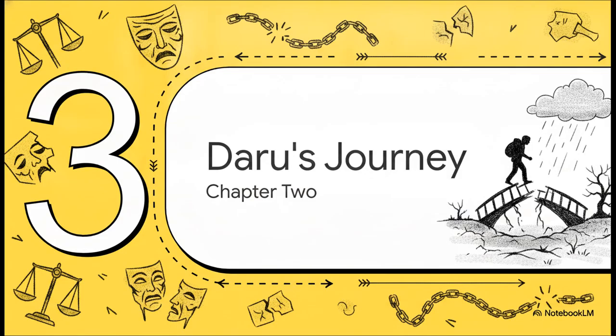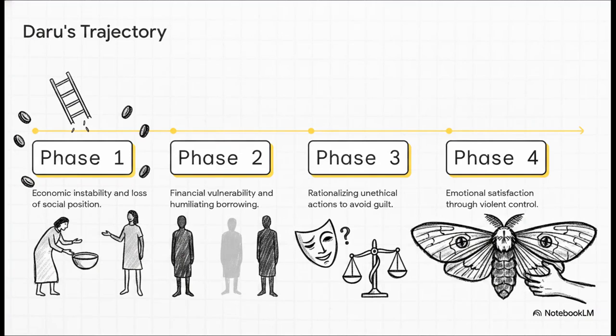Section 3. Daru's journey. In Chapter 2, the thesis meticulously traces the story of the protagonist, Daru, in a strictly chronological way, right from the beginning to his bitter end. It's a dark descent that happens in 4 distinct phases.